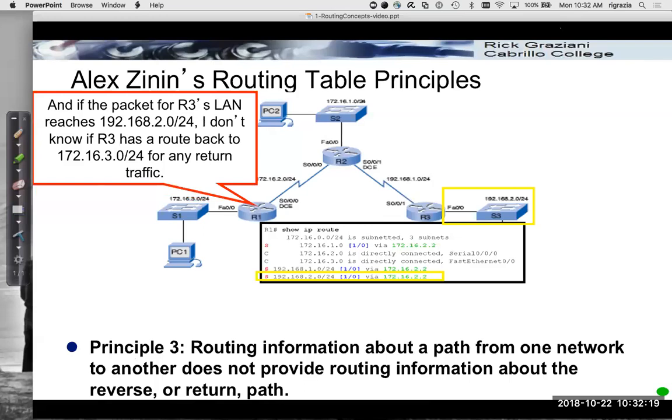Okay, principle 3. Routing information about a path from one network to another does not provide routing information about the reverse or return path. That's totally separate routing information. So just because R1, R2, R3 know how to get to 192.168.2.0 doesn't mean that R3 or R2 know how to get back to the source, which might be 172.168.3.0 over here on the left. Just because these routers know how to get here doesn't mean that R3 and R2 know how to get back for sending any return packets.